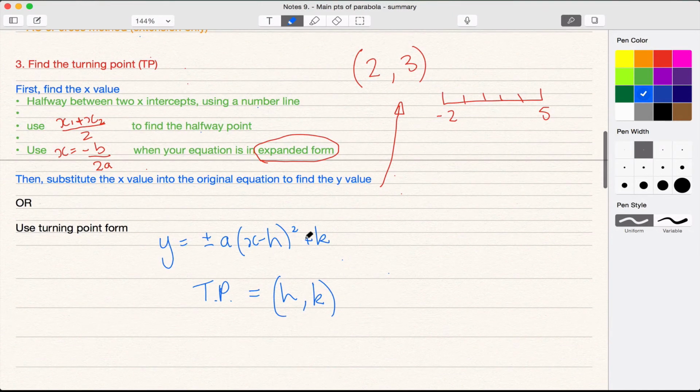Hopefully this video has given you a bit of a summary for how you can find the main points that you need to graph on a parabola. Remember, if you would like some information on how to do each one, take the time to go back and review the previous videos.